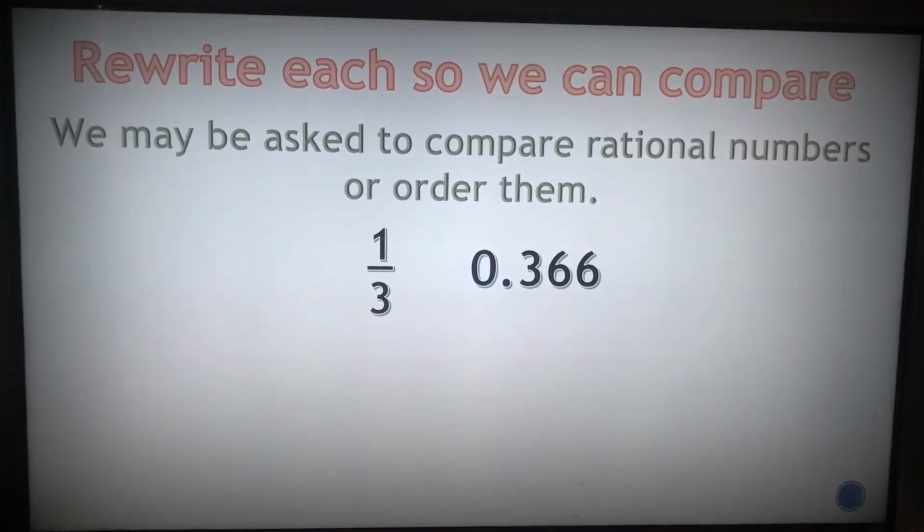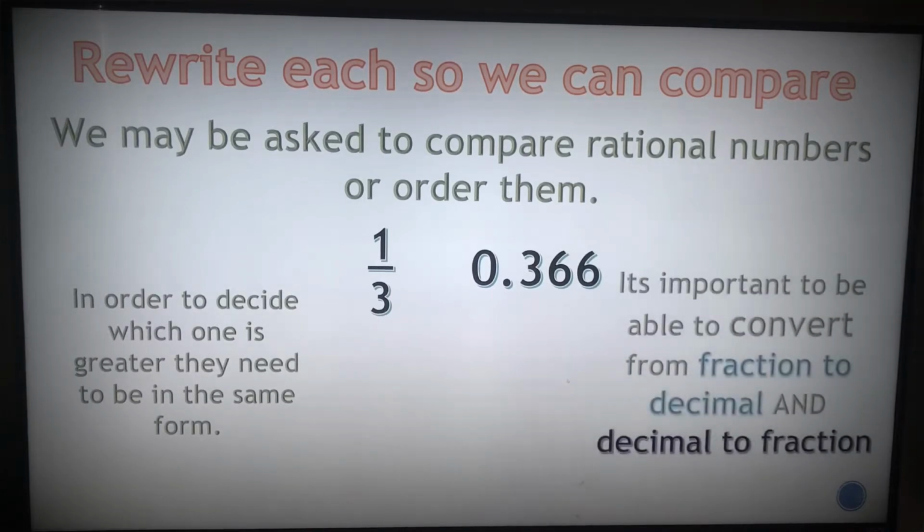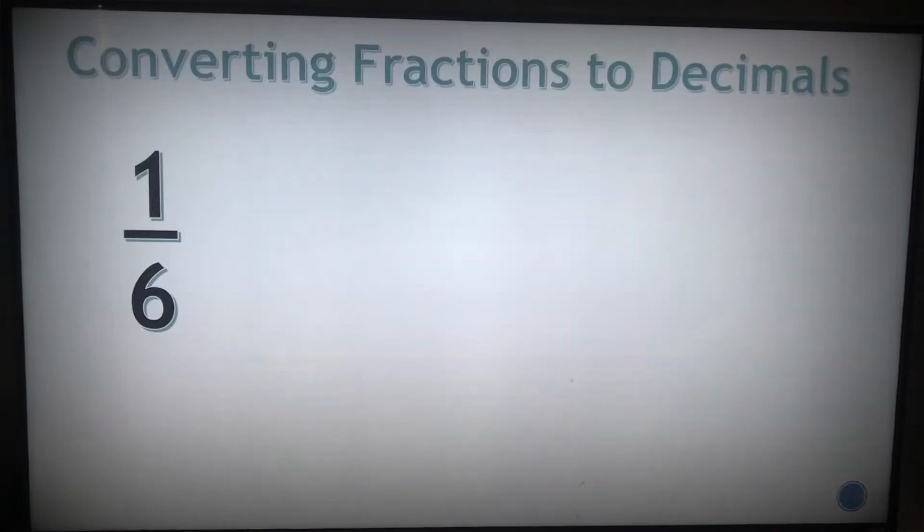So when we're asked to compare, when we're looking at 1/3 or 0.366, which is 366 thousandths, I can't tell you which one is greater or less based off just looking at these. So I'm going to need to rewrite them. And in order to decide, they need to be in the same form. You need to know how to convert from fraction to decimal and decimal to fraction. Depending upon what you're given, it's important to be able to go both ways. So let's convert fractions to decimals.